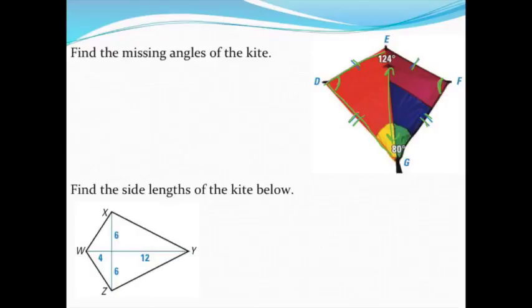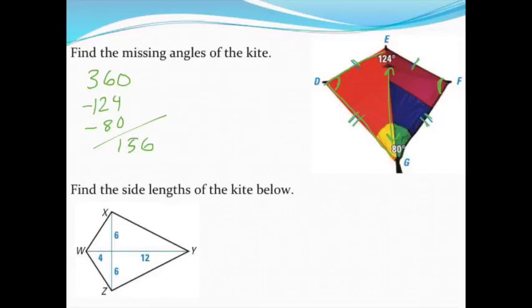So here's what I know. I know that those two angles are equal to each other. I know that altogether these four angles need to add up to 360 degrees, because in a quadrilateral that's what the four angles will always add up to. So let's take 360 and subtract the two angles that we have. So subtract the 124 and subtract the 80. I'm left with 156 degrees.